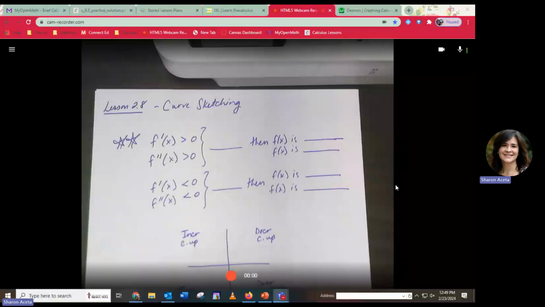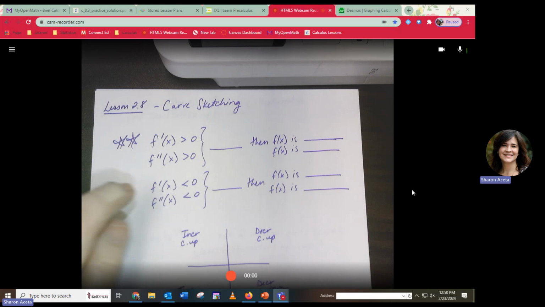Today we're going to talk about curve sketching, and it's a pretty easy section. All you have to do is just remember what we've been talking about already, which is the first derivative and the second derivative and what they actually mean. So I've already done the notes for you. Again, if you want to, you can pause the video and take notes whenever you're ready. But let's go through this again, because you really need to know this.